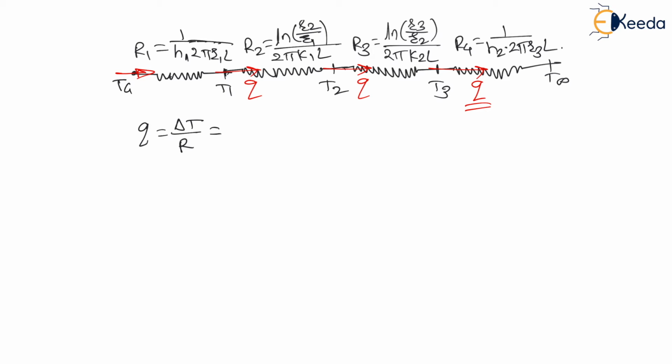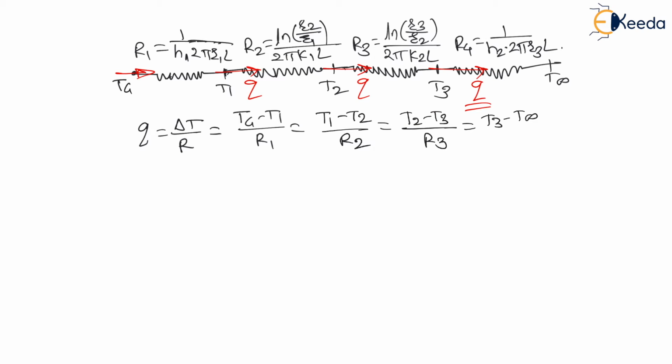Now if I consider the temperature change between Tg and T1, the resistance is R1, therefore it will be written as Tg minus T1 divided by R1, and here we have calculated the formula for R1. If I write the temperature difference T1 minus T2, between T1 and T2 the resistance is R2. And if I write T2 minus T3, the resistance is R3, and T3 minus T infinity the resistance is R4. This is how we can write.